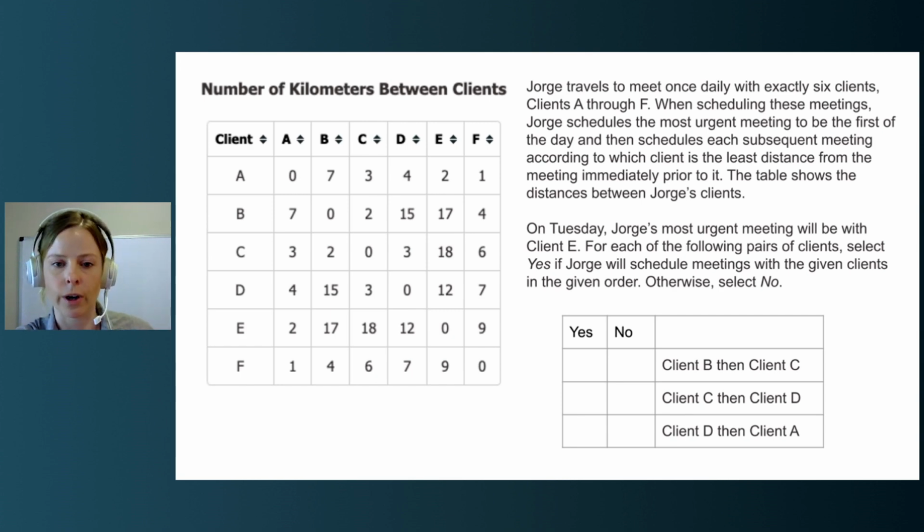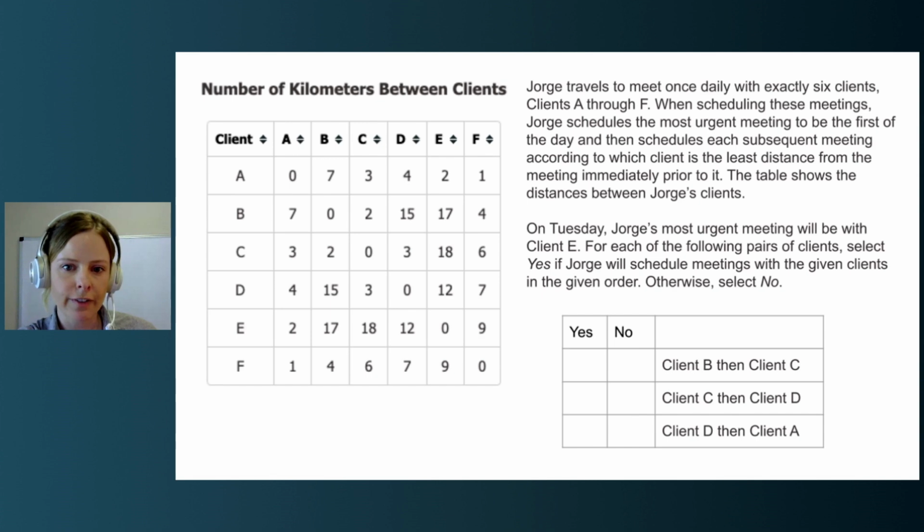Let's see what the question is asking. So we have a yes, no little question box here. And it says, on Tuesday, Jorge's most urgent meeting will be with client E. That tells us right off the bat that he's going to go to client E first, based on the rules that we just read in the text above.